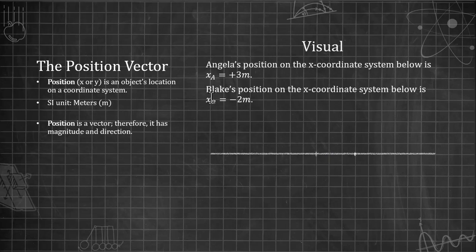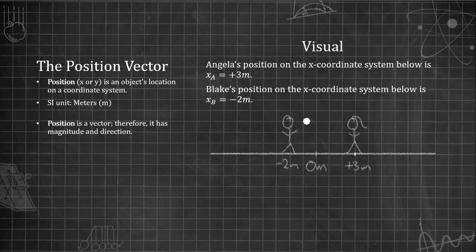If we wanted to show where Angela is, let's call this right here our coordinate origin, 0 meters. Angela would be located 3 meters to the right of the origin. Now Blake is located in the negative direction from the origin. So Blake is going to be located over here at negative 2 meters. We'll draw a figure here, and this will be Blake.